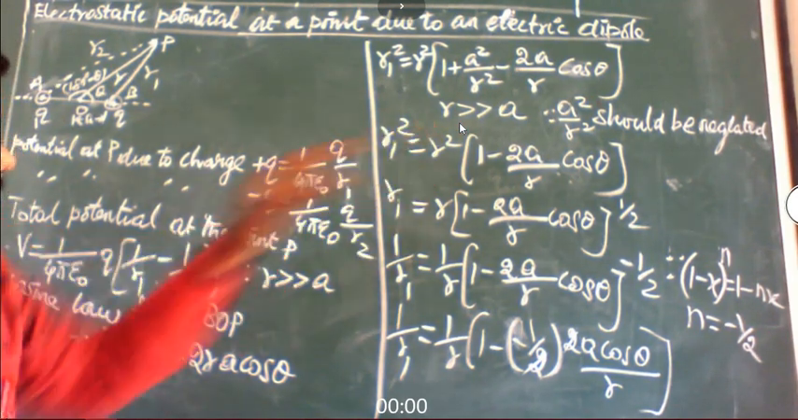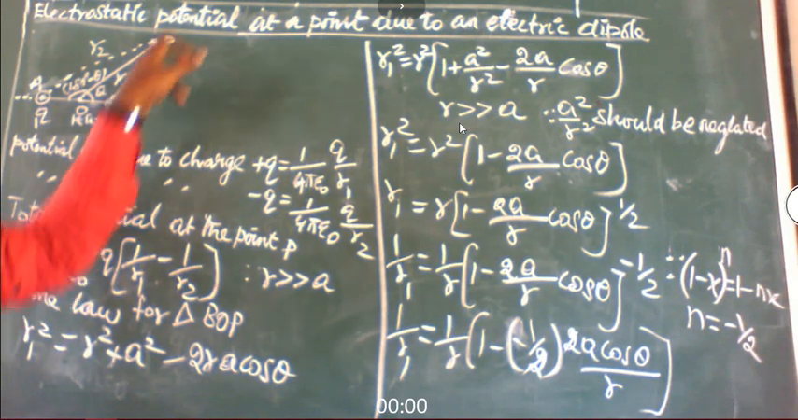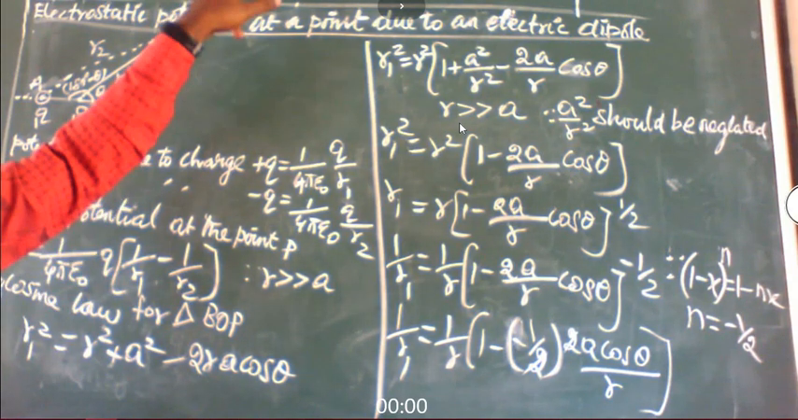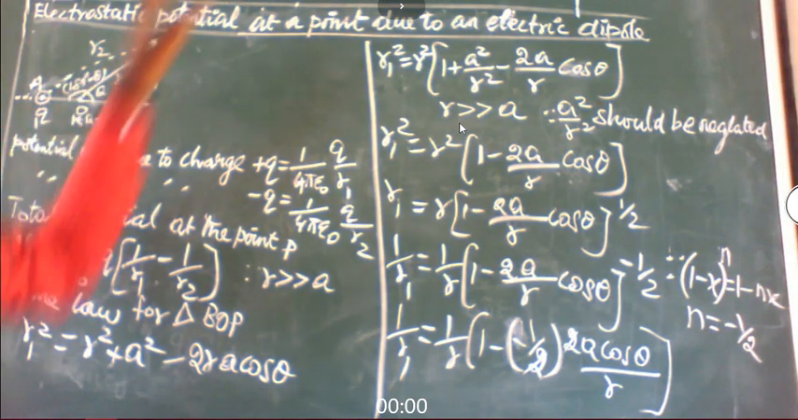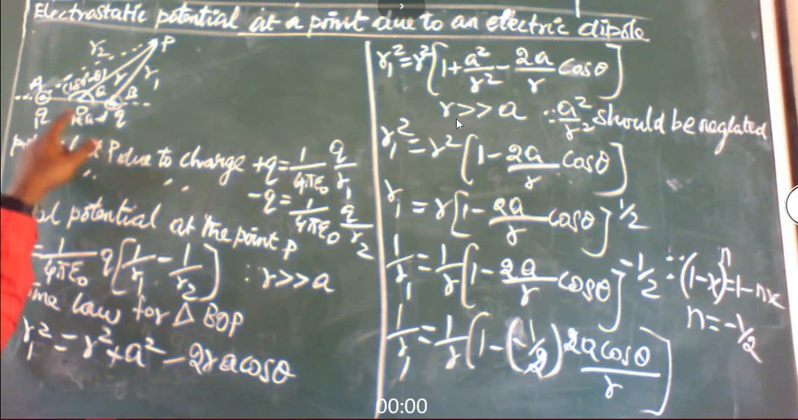Now this point P, further increase the distance. The R value keeps increasing, far away from the midpoint O.